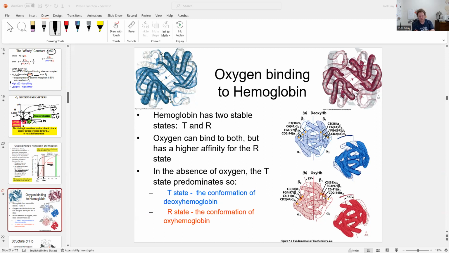And by having four subunits, hemoglobin is in a different game. Hemoglobin has two different stable states, known as the T state and the R state. Now, oxygen can bind to both of those, but has a considerably higher affinity for the R state. In the absence of oxygen, the T state predominates. So you can think of the T state as your deoxyhemoglobin, and the R state as your oxygenated hemoglobin.